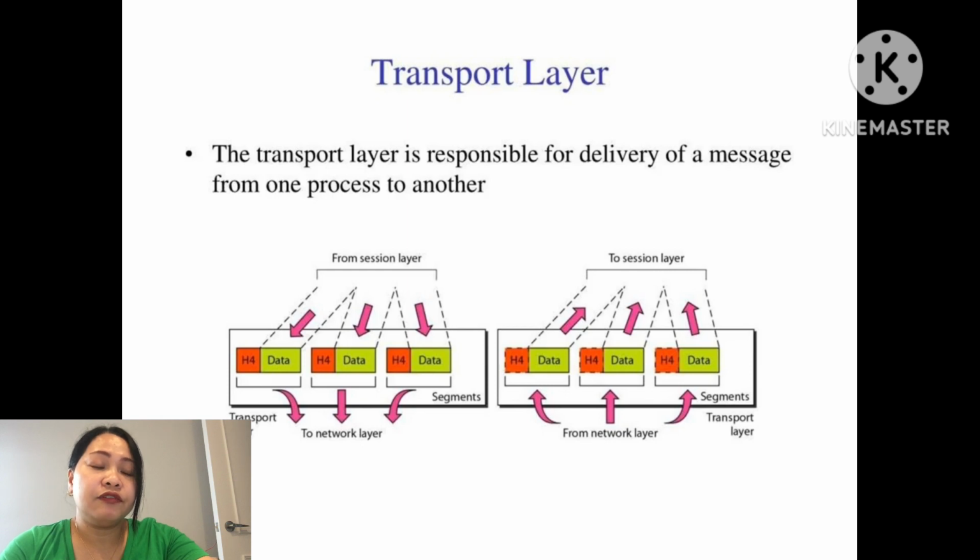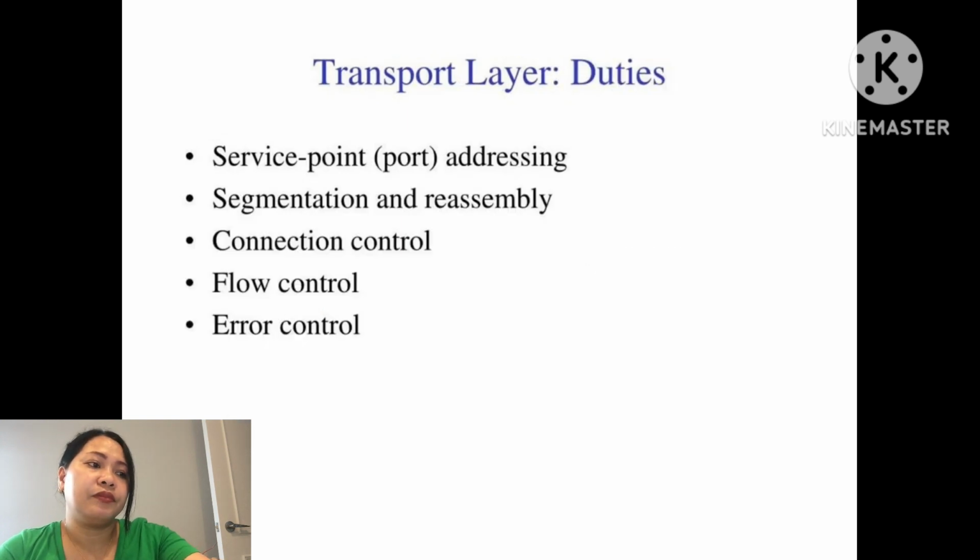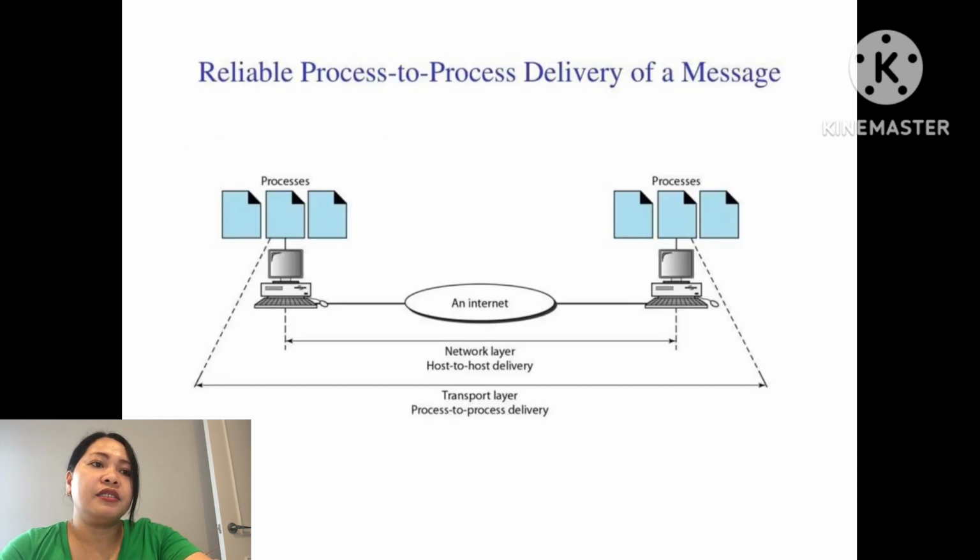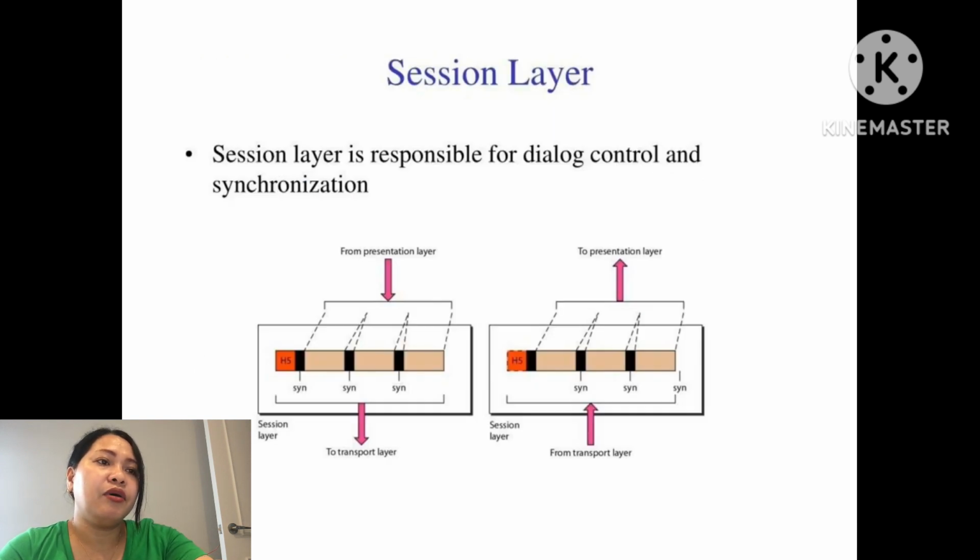Transport layer. The transport layer is responsible for delivery of messages from one process to another. Transport layer duties: service point addressing, port addressing, segmentation and reassembly, connection control, flow control, error control. Reliable process-to-process delivery of messages. See the example in the pictures.